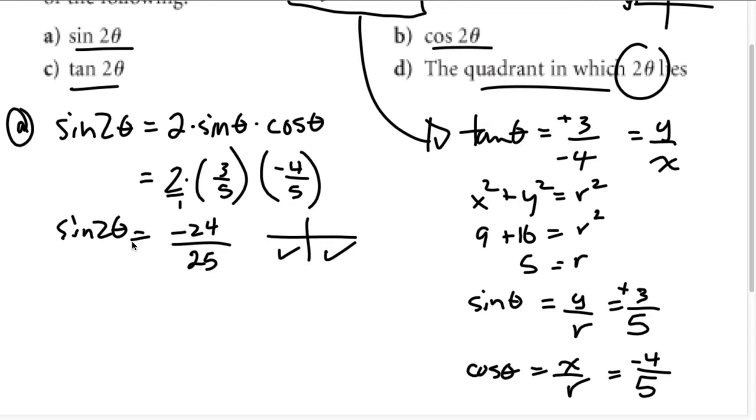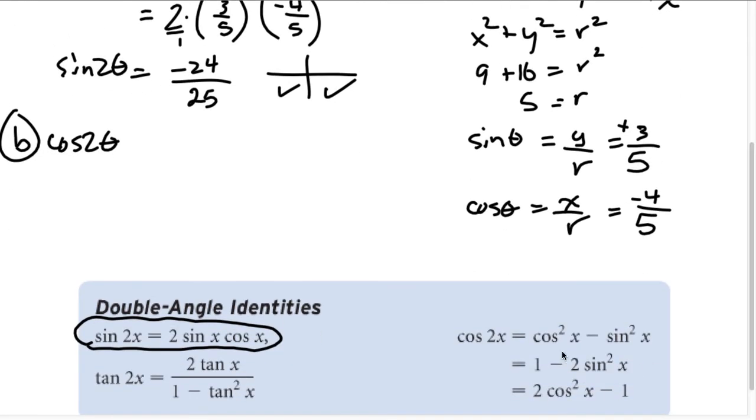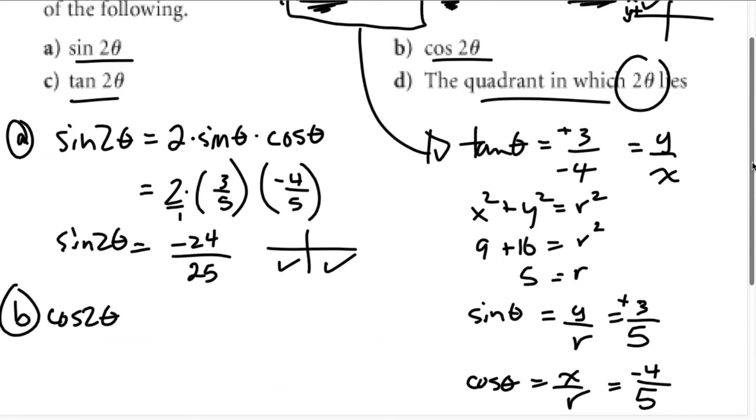Okay, that's A. Now to determine B, I would do the same thing: cos 2 theta. Let's go look. Is there an identity for that one? Oh, here's one right here: cos squared minus sine squared. So cos squared theta minus sine squared theta.